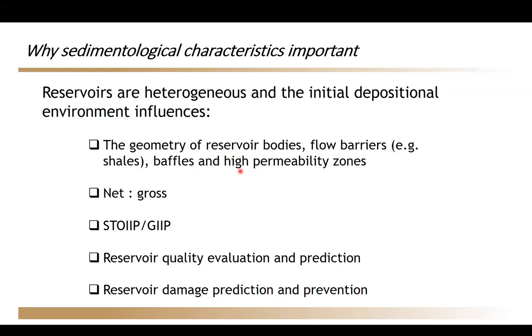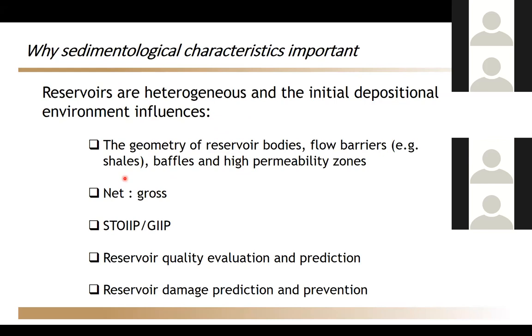By sedimentological analysis, I will address the actual net to gross and how to distribute it. We all know that the net to gross differs from one depositional setting to another. In a fluvial regime, for example, the net to gross distribution in a braided channel completely differs from that of a meandering stream. The net to gross analysis and distribution depend on the depositional model and the depositional regime.